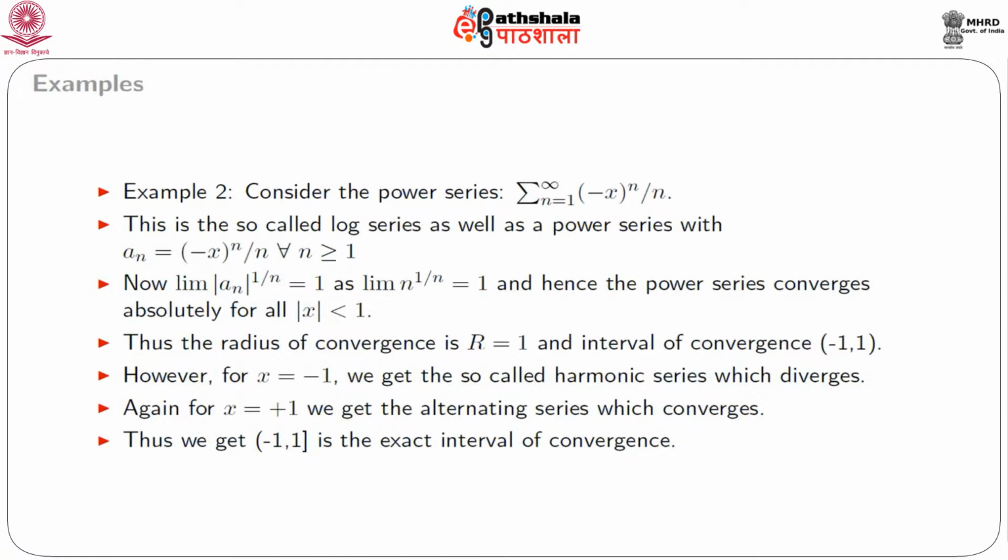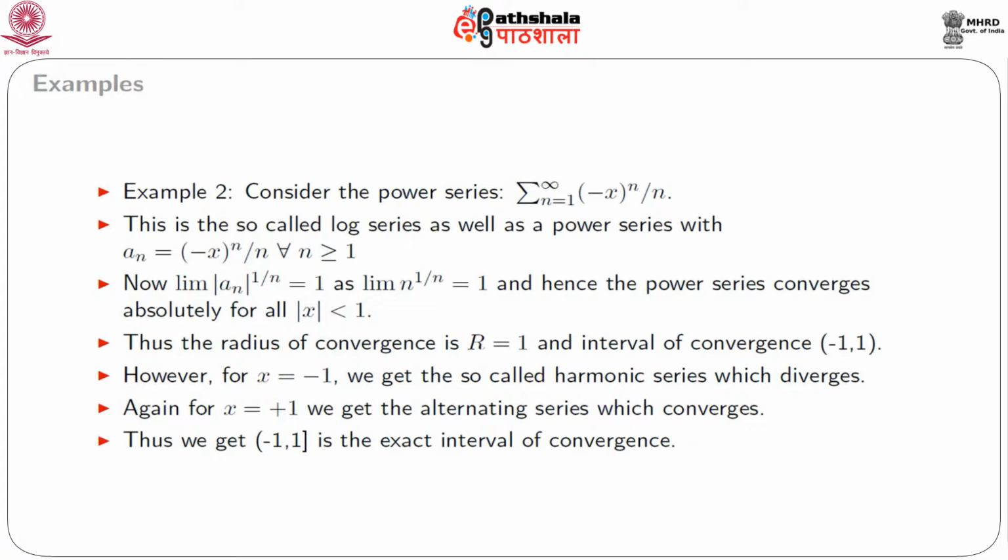So next, consider the power series with nth term (-x)^n divided by n. In this case, a_n is nothing but (-1)^n divided by n. Now the limit of the absolute value of a_n to the power 1 by n is nothing but 1, as the limit of n to the power 1 by n can be seen to be 1, and hence the power series converges absolutely for all x such that the absolute value of x is less than 1. Thus the radius of convergence in this case is 1 and the interval of convergence is -1 to +1.